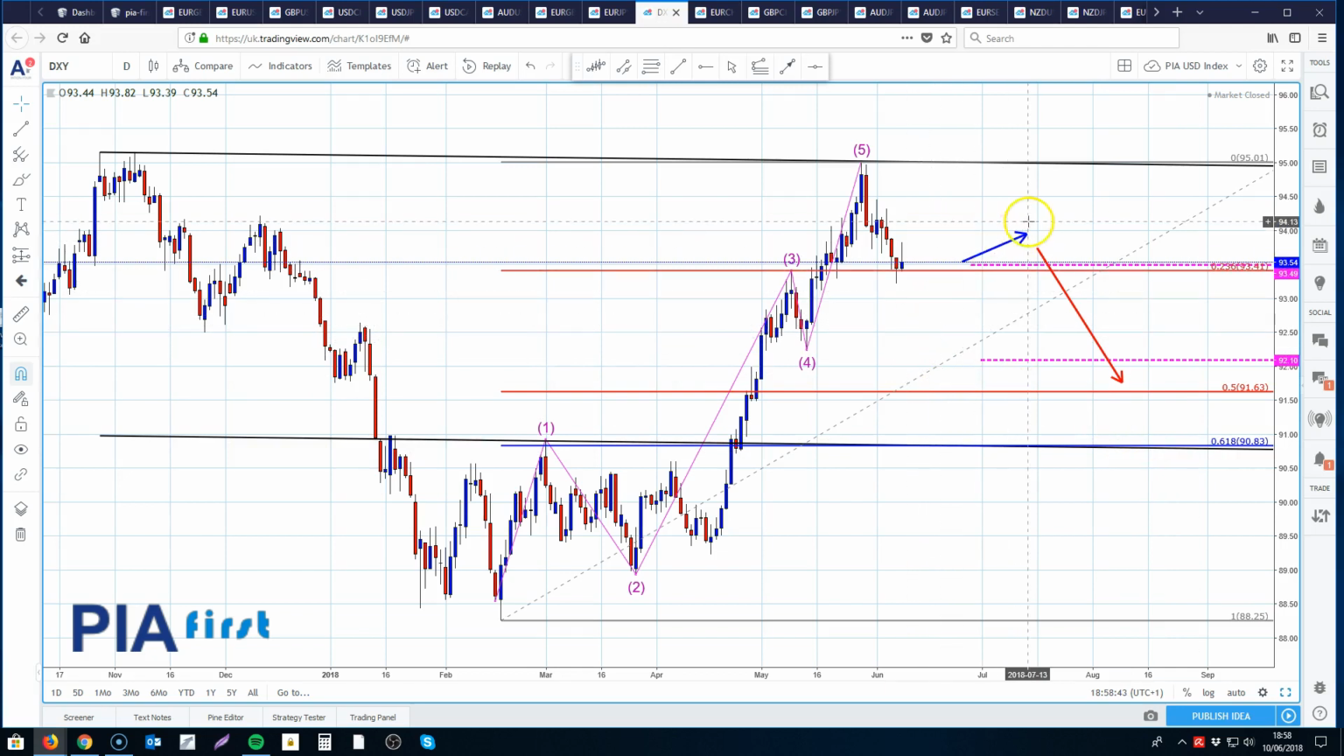If we push through there, we've got trendline support and the 61.8% pullback level at 90.83. So like I said, we're expecting maybe a small bounce at the beginning of the week, and then for this dollar sell-off to continue towards the end of August, and then maybe even into the beginning of September.